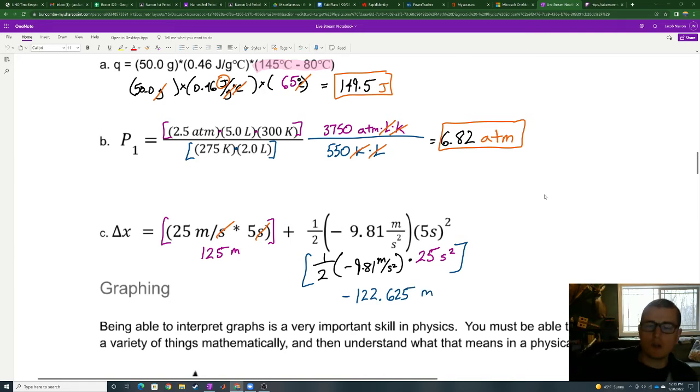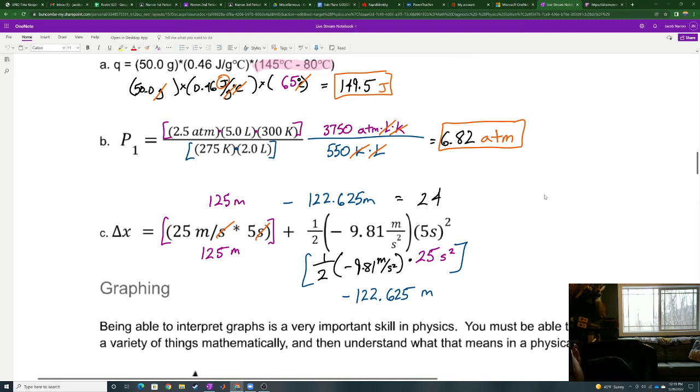Okay. And so look, all we have left now, I'm going to rewrite it up above, is we have 125 meters minus, because of that negative, minus 122.625 meters. And that's all that's left. And so if you do that, I get 247.6. I'm just going to call it 247.6. That's good enough. Units are meters, we're done.